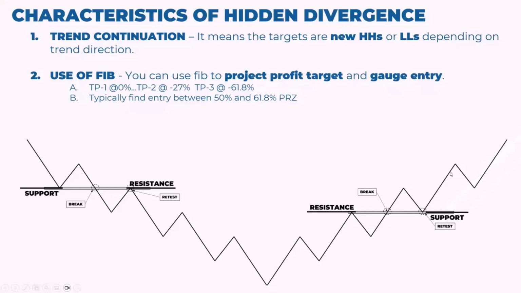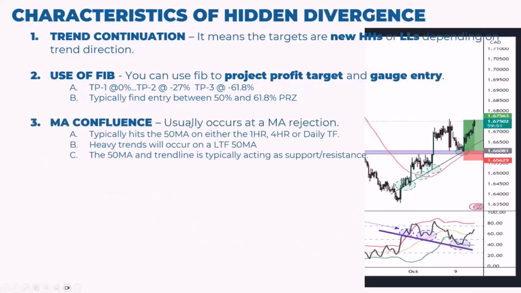And then if it is very bullish, then I should make it up to the negative 61.8. All right, so you're going to find some fib levels, and we'll learn more about that. Then you're usually going to find an MA rejection. So typically it's a 50 MA, but sometimes it's a 200 MA.